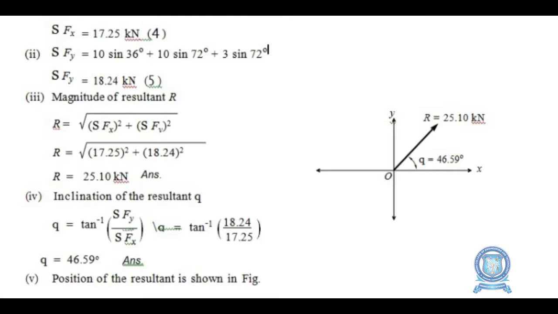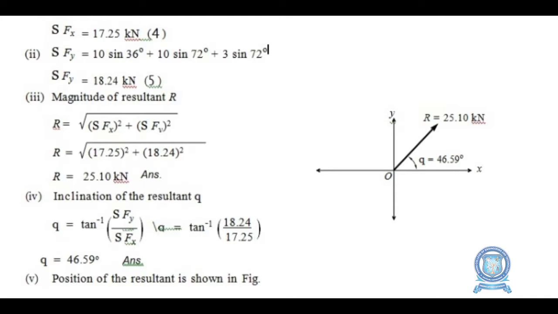Okay. Now we can find the angle of the resultant, that is theta. Initially it is mentioned as alpha, but here it is mentioned as theta. Okay. So now alpha is equal to tan inverse of sigma Fy divided by sigma Fx. Okay. It is generally termed as sigma V by sigma H. Okay. Now we solve by using the above values, that is alpha is equal to tan inverse of 18.24 divided by 17.25. We get the value of alpha, that is theta, equal to 46.59 degrees.